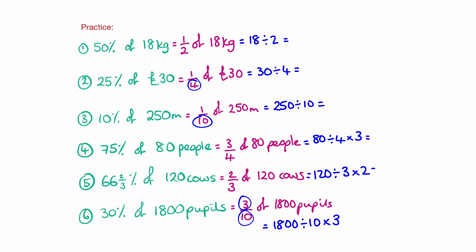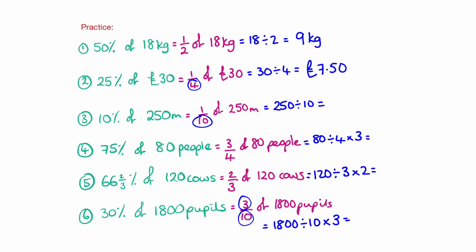Now we're going to do it. 18 divided by 2 is 9, so it's 9 kilograms. 30 divided by 4. Remember, a good way of dividing by 4 is to half it and half it again. So a half of 30 pounds is 15 pounds. And if you half that again, half of 15 pounds is 7 pounds 50.